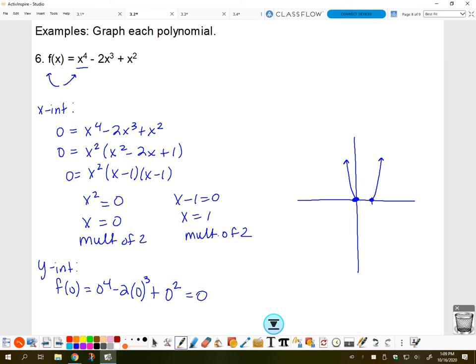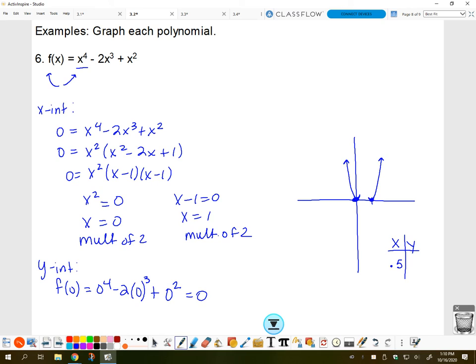Alright, because both of these have a multiplicity of 2, I know that I'm going to turn around right here and right here. So there's like some little hump going on right here. I just have to figure out where that happens. So all I really need to do for a table is figure out what happens at 0.5. So plug 0.5 in by hand, plug 0.5 in with your calculator.